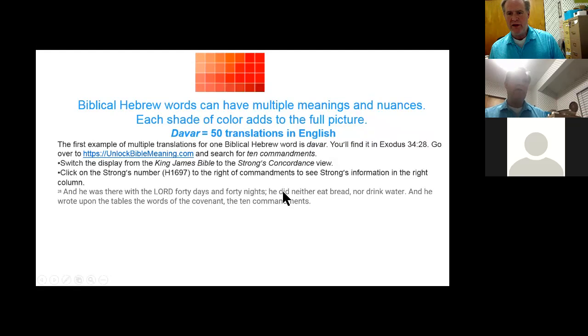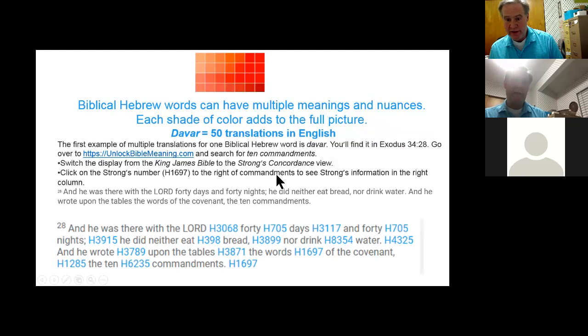If you find this verse and click on the right to look at the Strong's Index, it will say this up here. There's each of the words: the word for Lord, the word for 40, the word for days. The word for days is 3117. The word for 40 is 705. So 1697 is the word davar, or devarim for the word words.